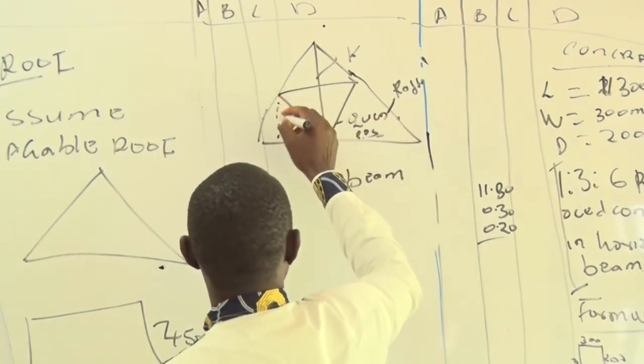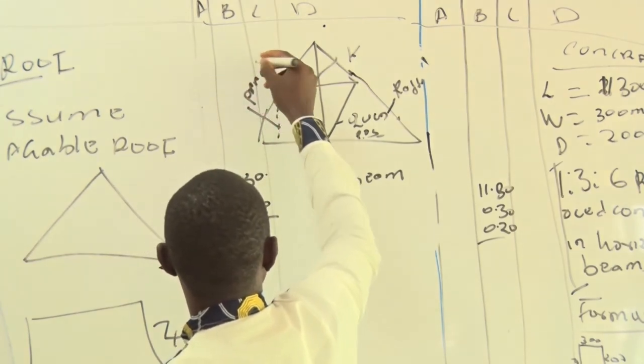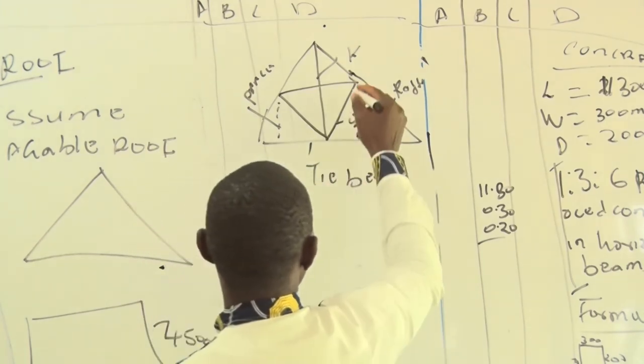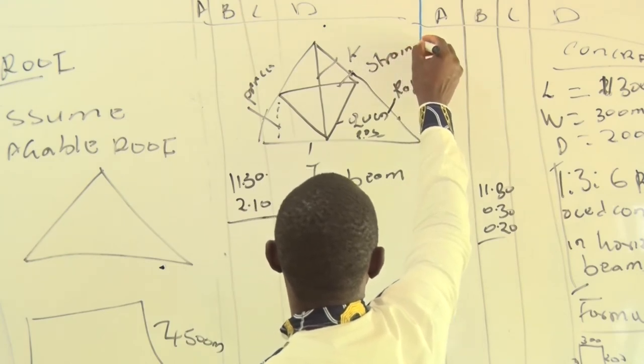This is the princess post. This is the queen post. This is called the string beam.